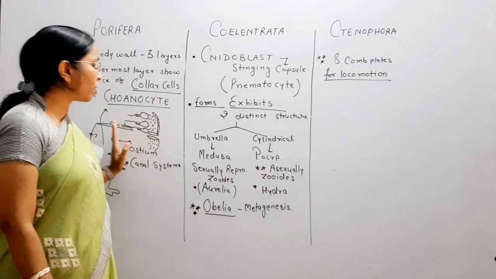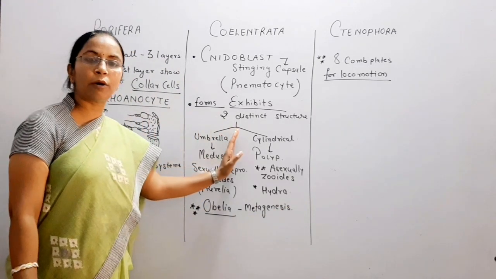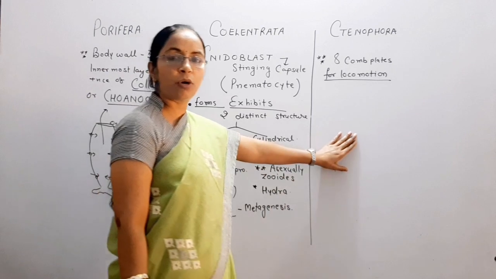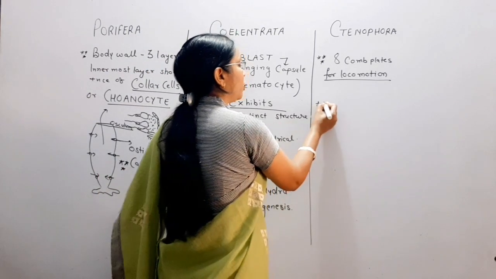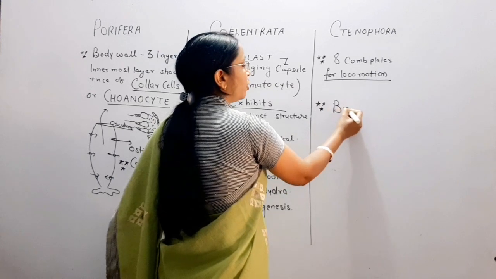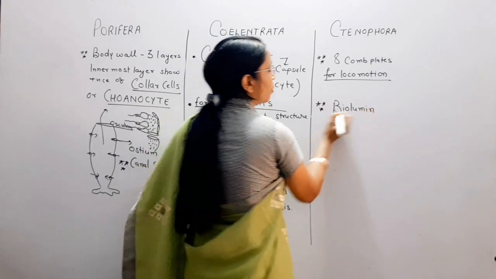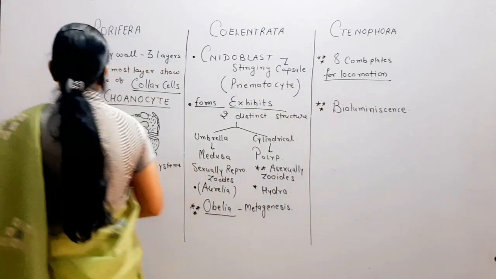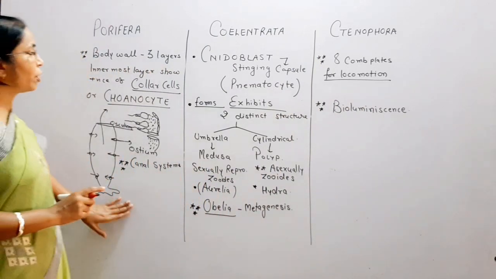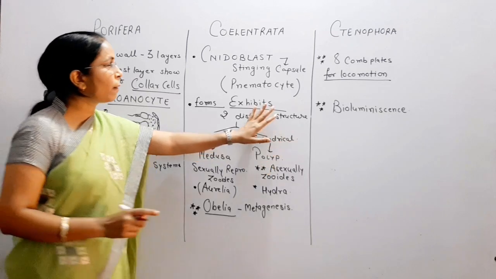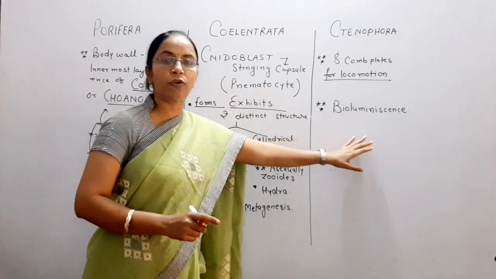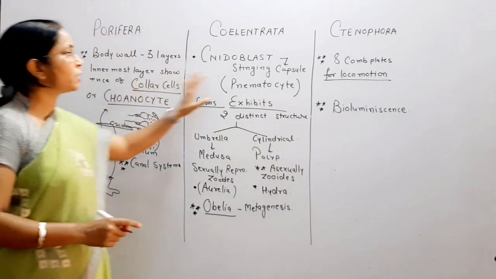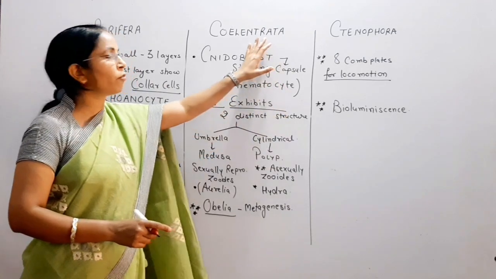Clear? You are studying that kind of water canal system, then the two life forms and the process of metagenesis, but the ctenophora do not show those features. The identical feature for ctenophores is that some ctenophores show the property of bioluminescence. So bioluminescence is an identical property of ctenophores. So that you remember for porifera, coelenterata and ctenophora. Compared to porifera and coelenterata, ctenophores exhibit some simple life forms. So this part you remember: choanocytes for sponges, nidoblasts and stinging capsules for coelenterates.